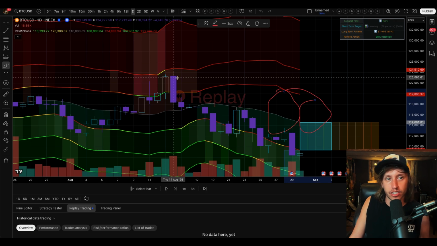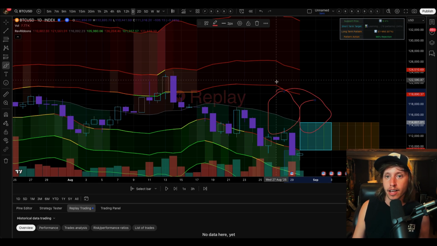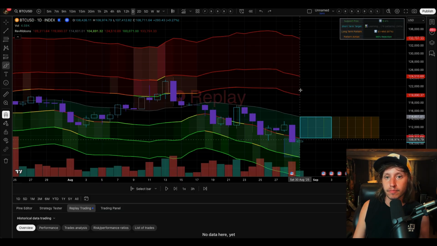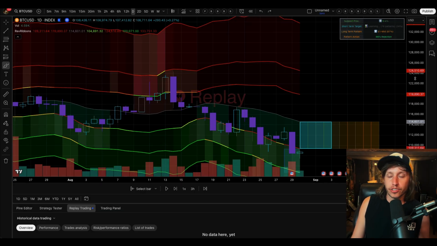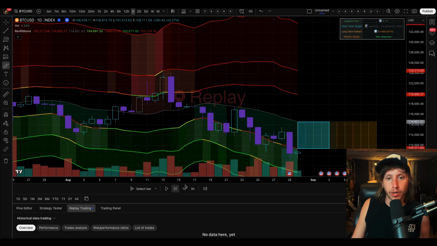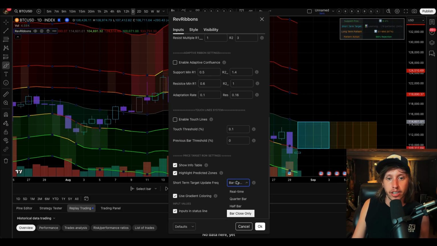Depends again on the chart you're looking at and the time frame and all that. But I would really recommend, if you're using this indicator, go into the replay trading and actually use replay trading to see how price works. I would just go back like months and just hit play on replay. You can change the target, the short-term target, to reset each bar close, or to do it in real time.